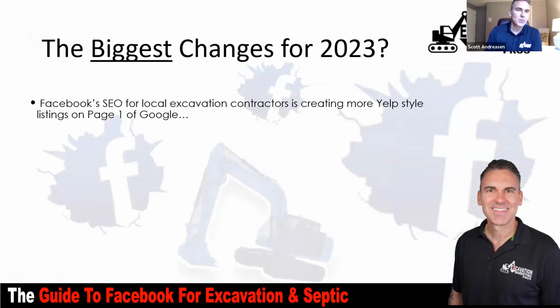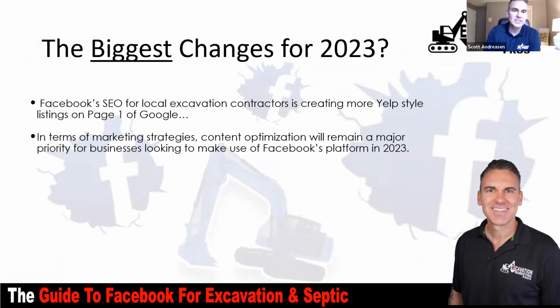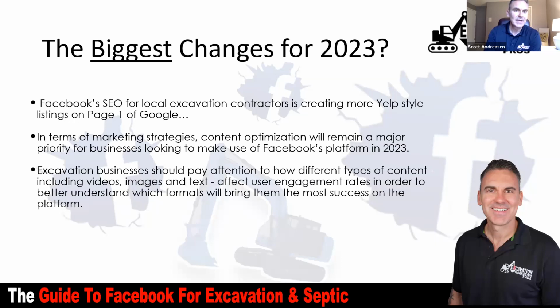Now, Facebook's SEO for local excavation contractors is creating more Yelp-style listings on page 1 of Google. I showed you a little bit of that. Now, in terms of marketing strategies, content optimization will remain a major priority for excavation businesses looking to make use of Facebook's platform in 2023. Excavation businesses should pay attention to how different types of content, including videos, images, and text, affect user engagement rates in order to better understand which formats will bring them the most success on the platform.